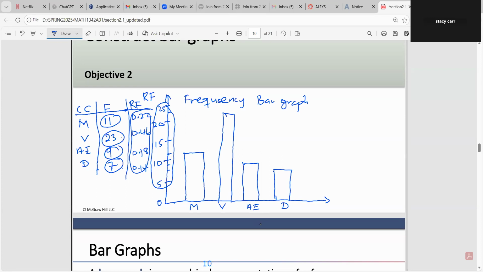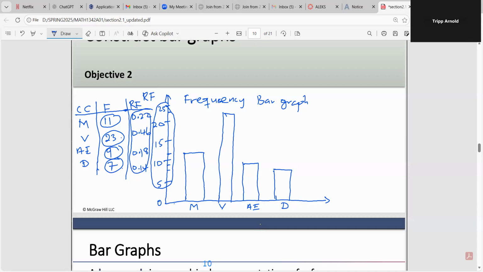Yes. All right. So they should be exactly the same. They cannot be different. They should have the same form of rectangles, and the shape should be exactly the same. The only thing that changes would be the vertical axis. So you would have relative frequencies on the vertical axis if you are constructing a relative frequency bar graph, and if you're constructing a frequency bar graph, you would have frequencies on the vertical axis. Apart from that, everything else stays the same. Are we good on that?